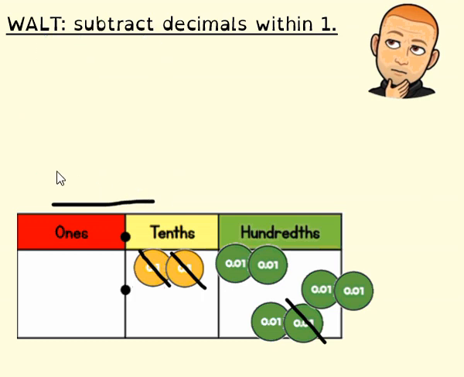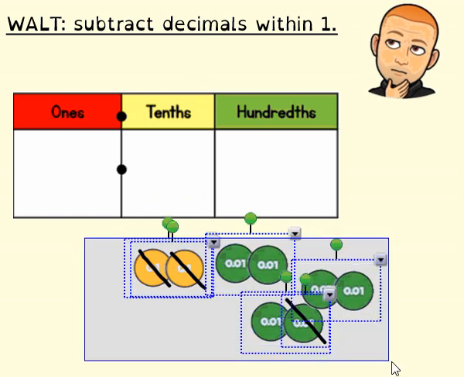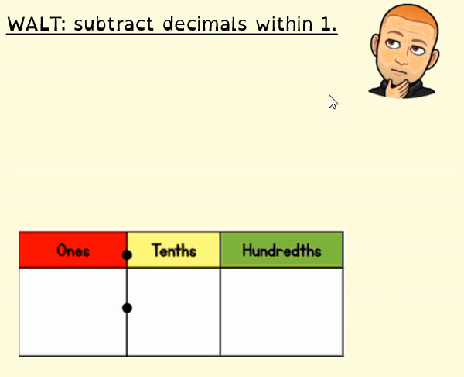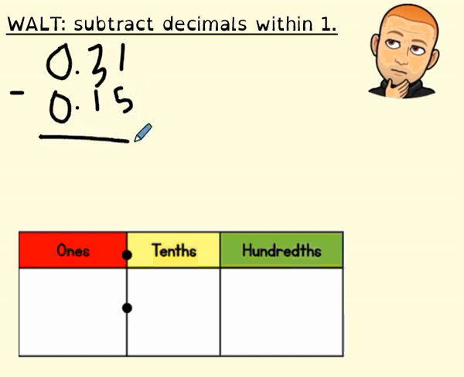Again, I'm going to use the place value grid. I'm also going to use my column method because we're using them side by side now, and I'm going to give you a calculation slightly more difficult. So this time I'm going to have a look at 0.31, and we're going to subtract 0.15. Decimal point in, 0.31, 0 ones, 3/10 and 1/100.